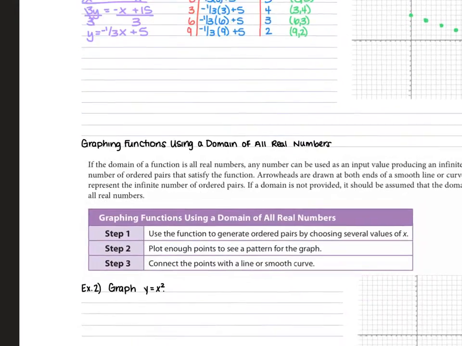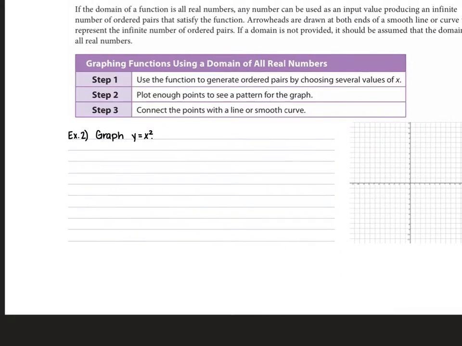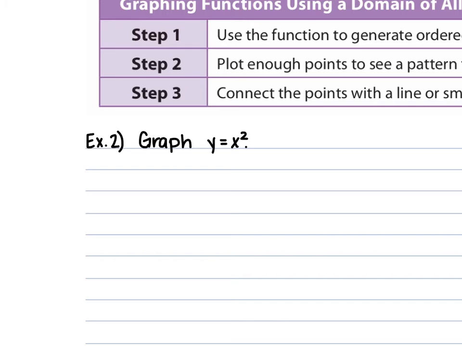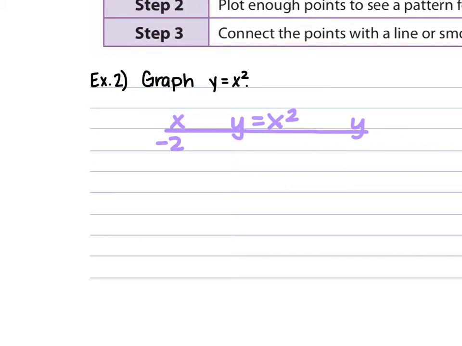If we look at our next example, example 2, we have to graph y is equal to x squared. So we are finding our own domain here. So I like to start with negative 2, negative 1, 0, 1, and positive 2. So I'm going to do my function table of x, and then we have y is equal to x squared. And then we have our y. My x values I'm going to use are negative 2, negative 1, 0, 1, and 2.